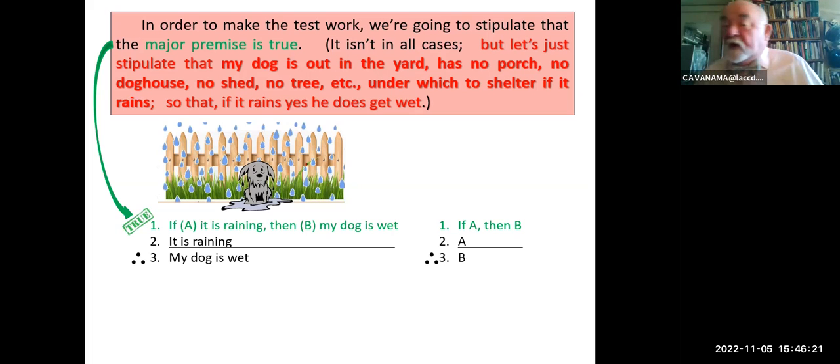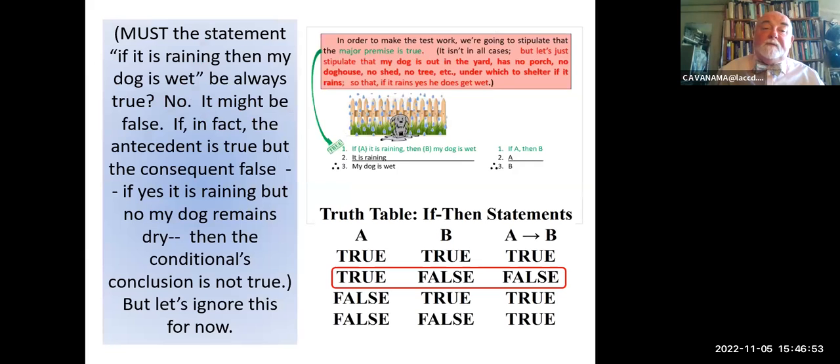Is it always true that dogs get wet when it rains? Well, no, not always. What if the dog can take shelter, go run under the porch or something on that order? But we're going to stipulate this is my dog. My dog lives in the backyard, and we don't have a porch, we don't have a doghouse, we don't have a shed, we don't have a tree, we don't have anything under which the dog can shelter from rain. So guess what? Poor dog, whenever it rains, he gets wet. So I'm going to stipulate that that proposition is true in order that we can see what we can conclude from it.